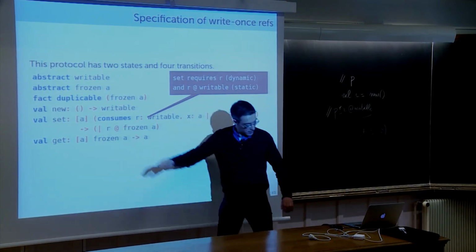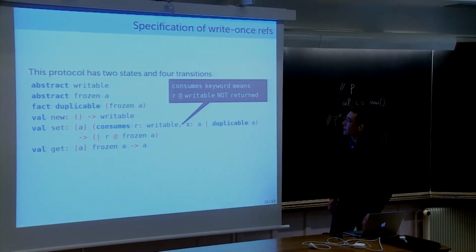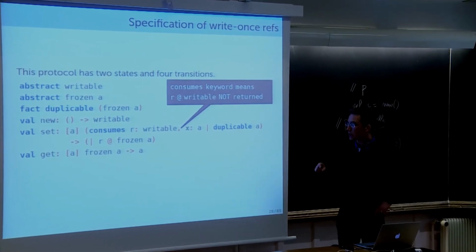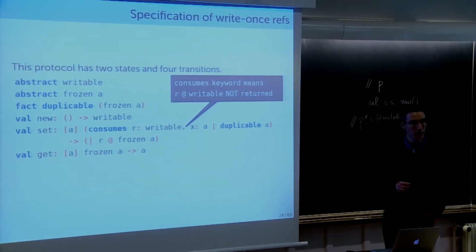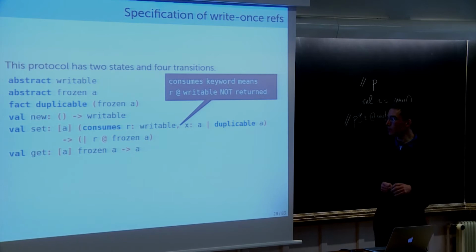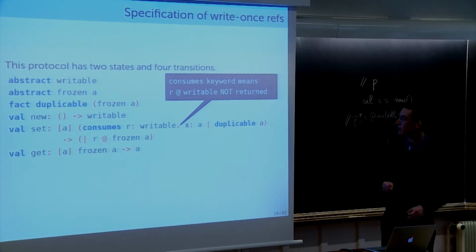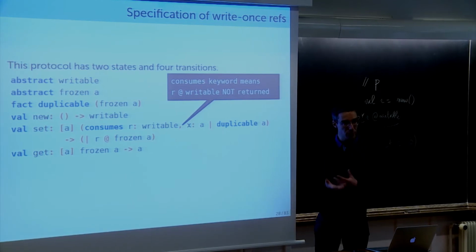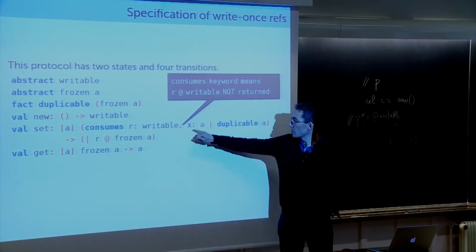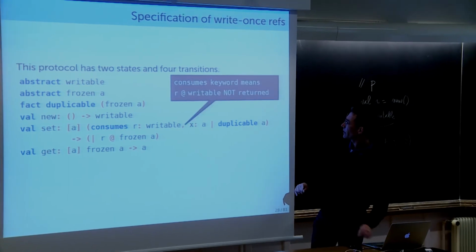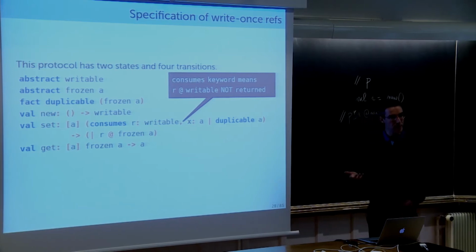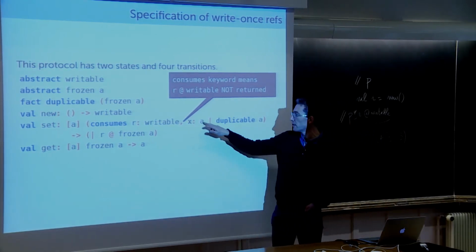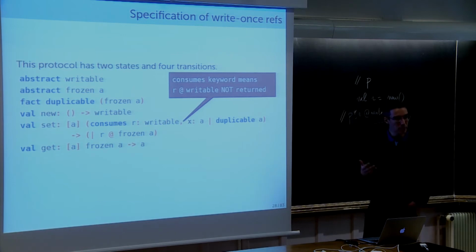And here there is this consumes keyword, which means that the permission r at writable, which you have to pass to set, will not be returned. So our convention is that if you don't say anything, the permission is returned, and if you say consumes, then it's not returned. So concerning x, this means you have to pass the value x at runtime, and you have to pass the permission x at a. And since I did not write consumes, the permission x at a is returned in this case.